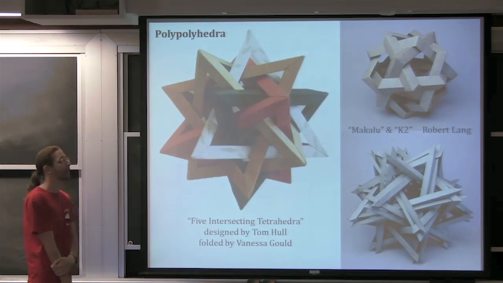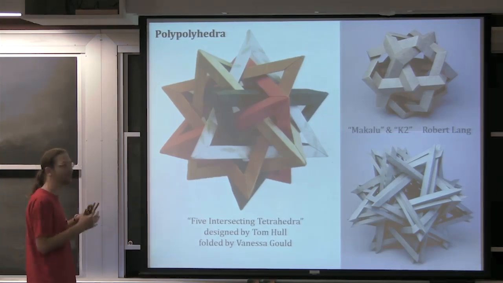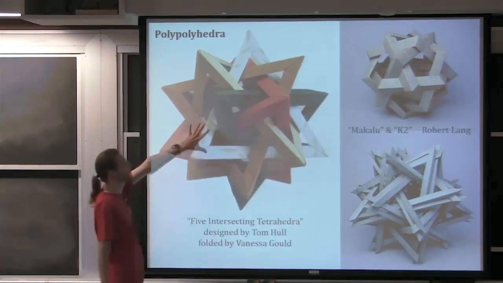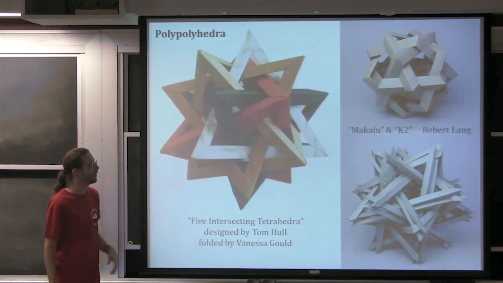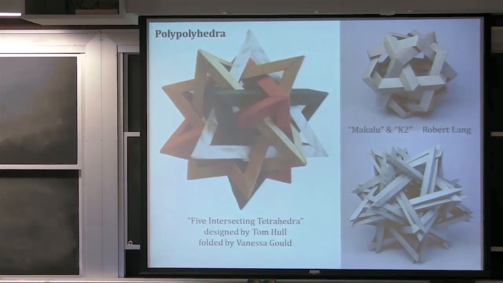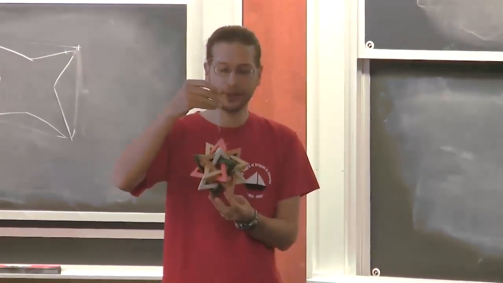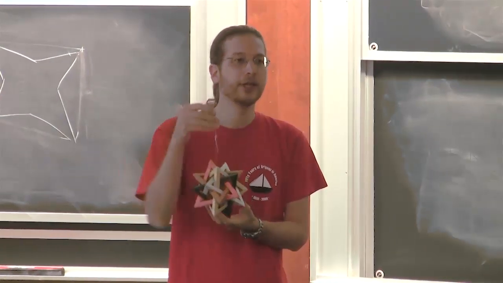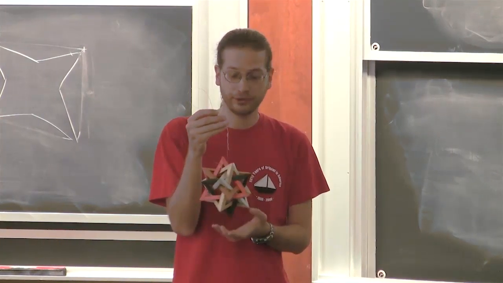Next we get to polyhedra. This is the idea of taking multiple polyhedra, weaving them together, and then making that out of origami. This is one of the most famous designs in this family, called FIT, or five intersecting tetrahedra, designed by Tom Hull. This is a photograph of one that I am the proud owner of. It was folded by Vanessa Gould, who directed Between the Folds, the documentary you all heard about when Jason mentioned it. It's available free streaming on Netflix, so you should all watch it.